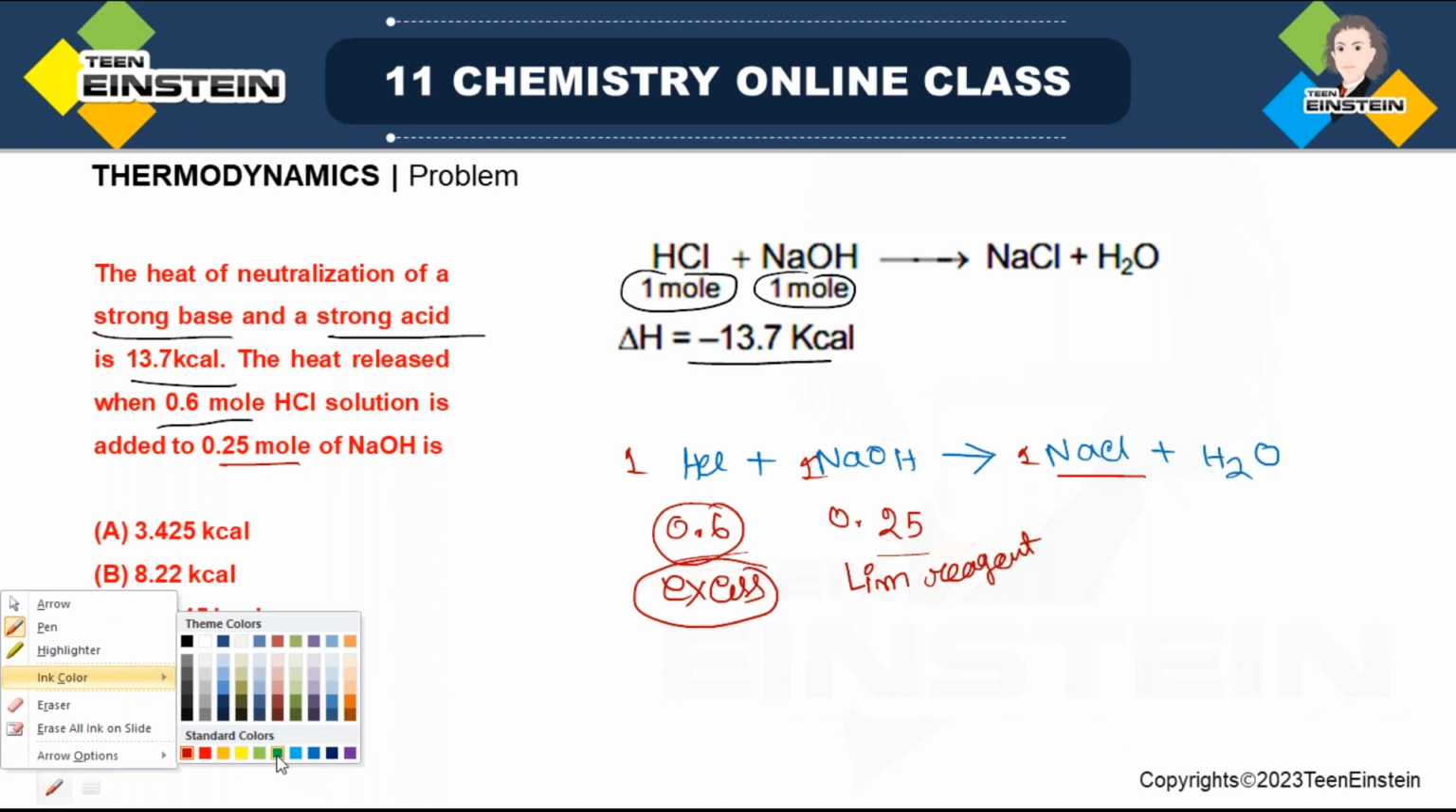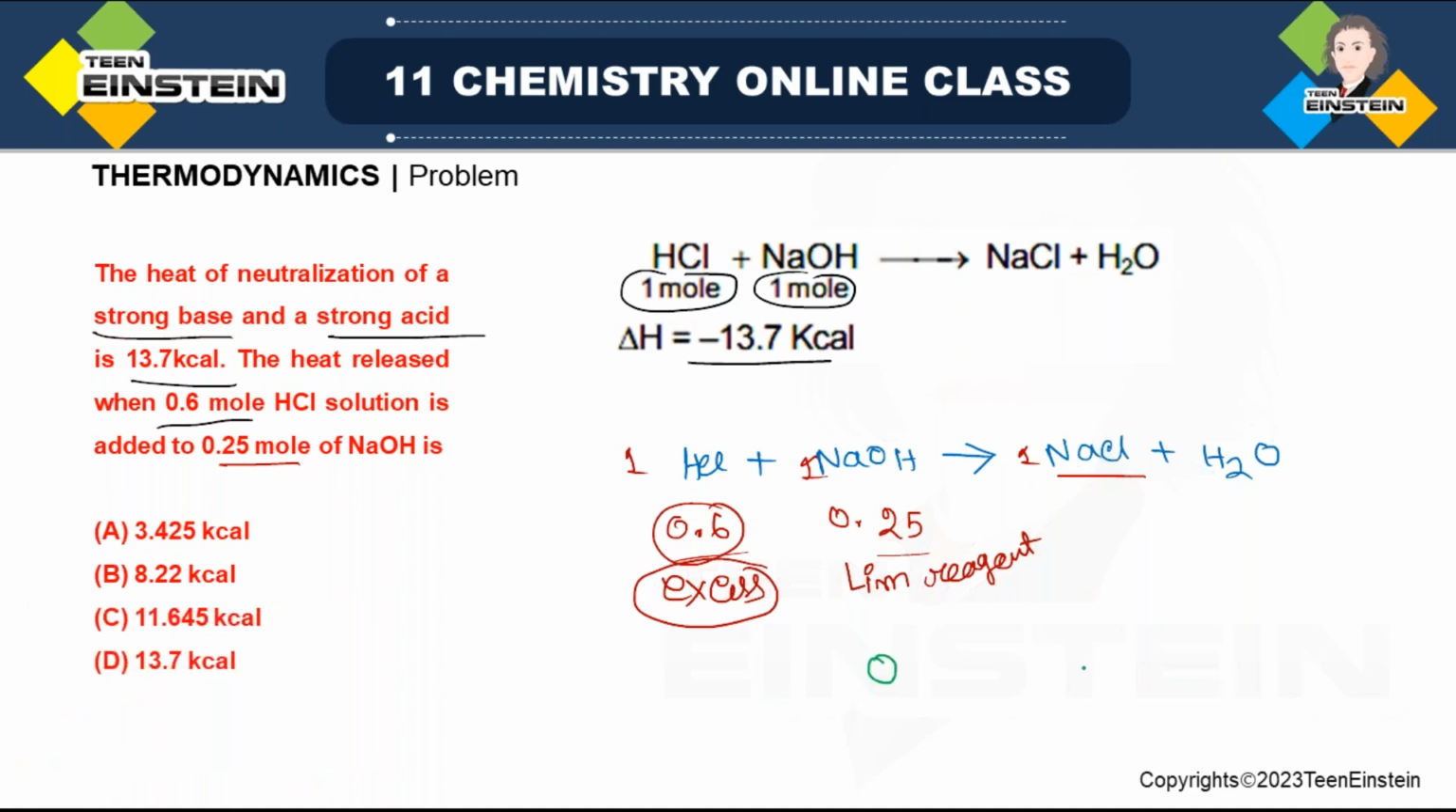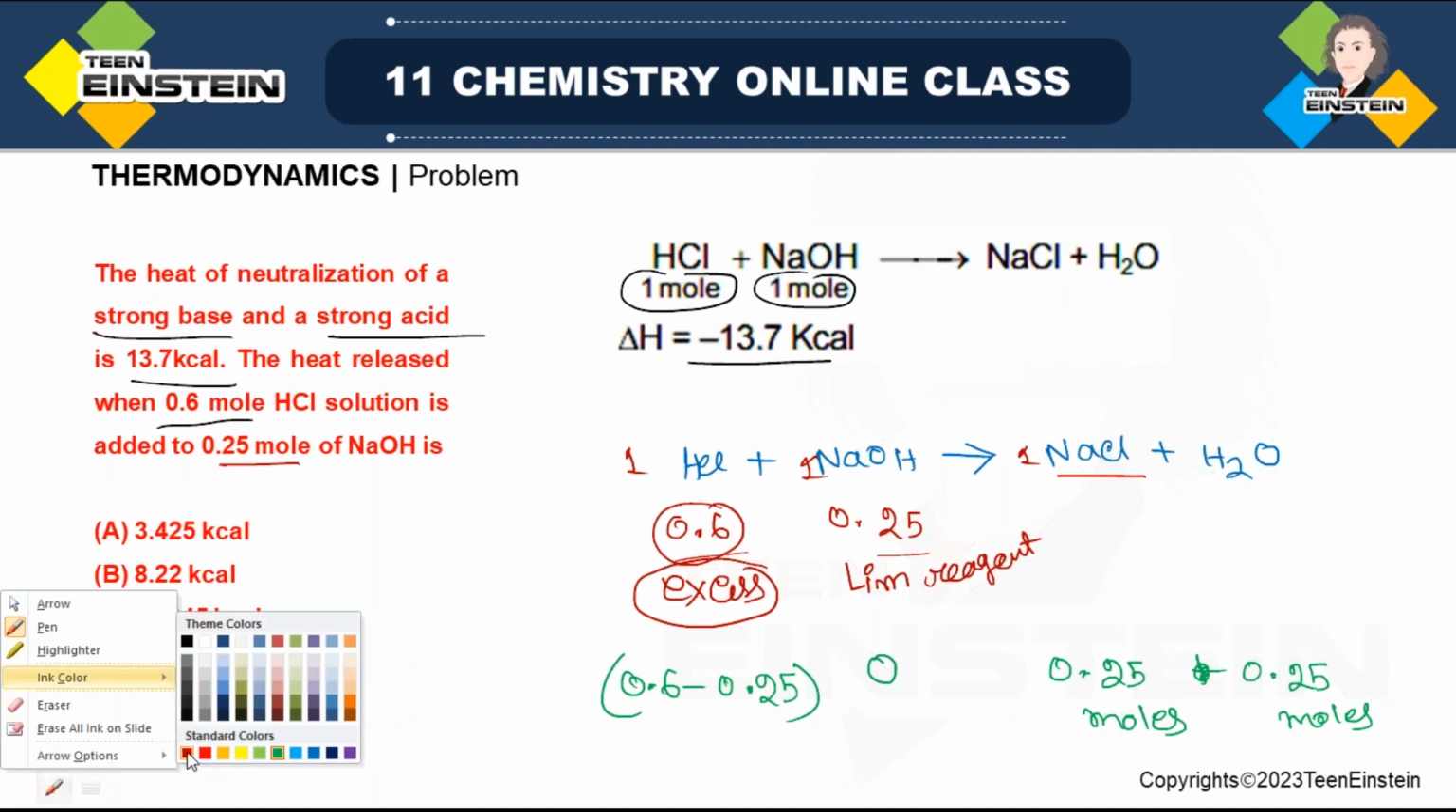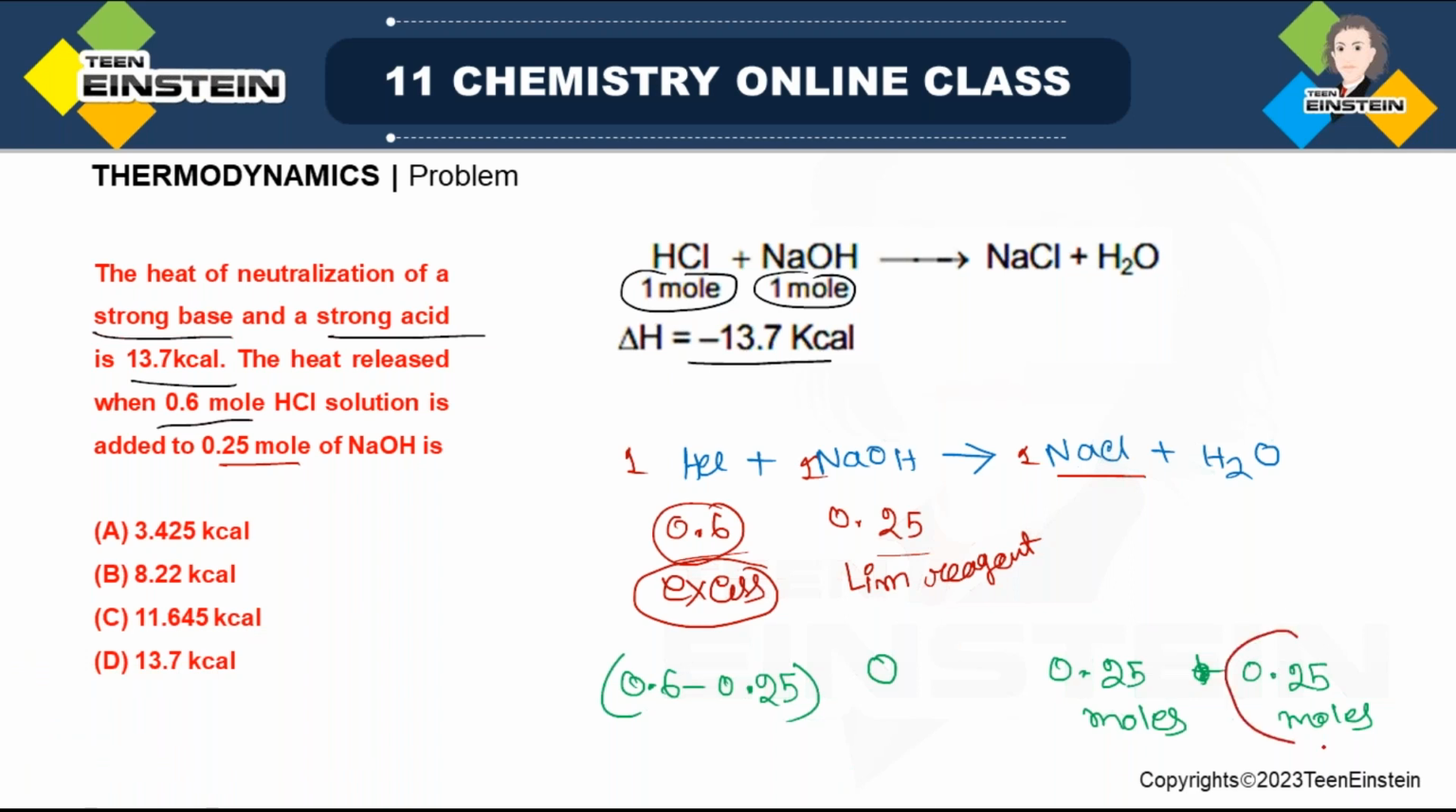after reaction, I am using a different color here, NaOH will now be 0. On this side it will be 0.25 moles of NaCl, and water is also a 1:1 relationship, right? Moles of water. Some HCl will remain in excess, which is 0.6 minus 0.25. Okay. So this is the excess amount, but we are not interested in that. We are just interested in the amount of water that is formed, which is 0.25 moles.